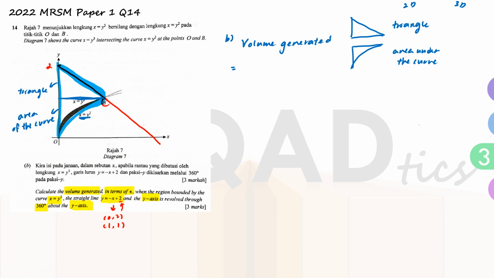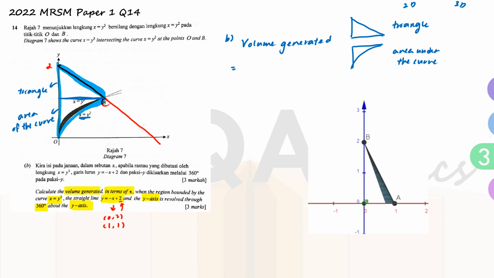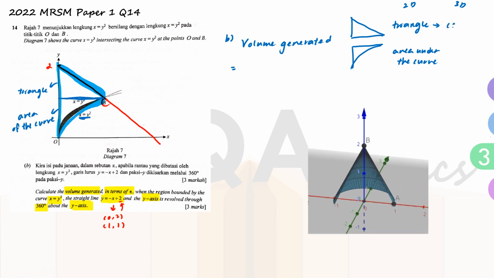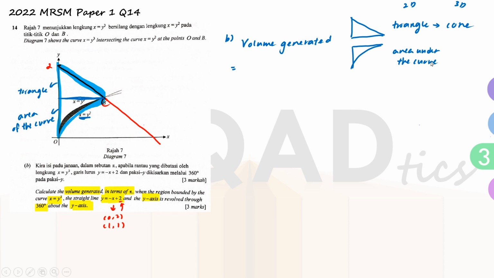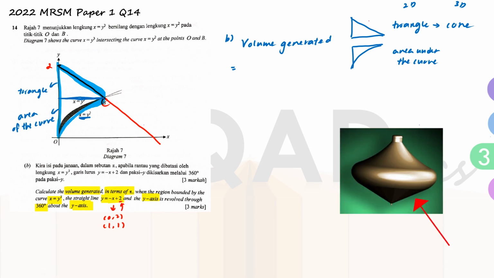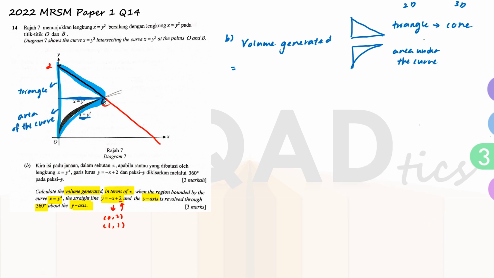So if we rotate the triangle, you can see that from this video it becomes a cone. And for this area under the curve, it would be similar to the lower part of a vase. But we don't need to worry about this because we can find this volume generated using integration. Like we are finding area under the curve.